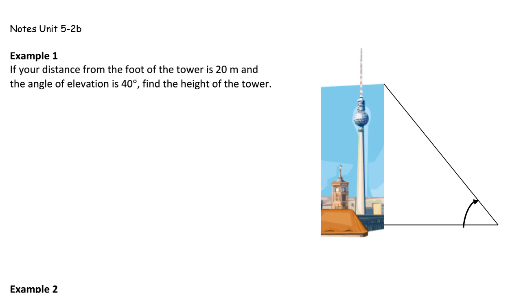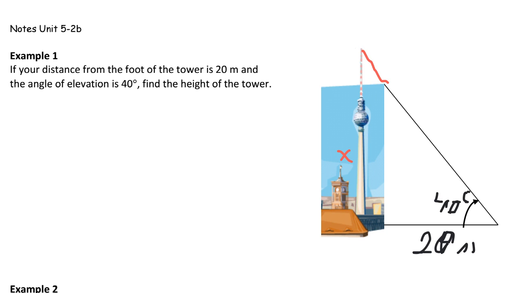So here we go. If the distance from the foot of the tower is 20 meters where you're standing, so you're 20 meters, and the angle of elevation is 40 degrees. How tall is the tower? We're looking for the height x of the tower all the way up to the top.